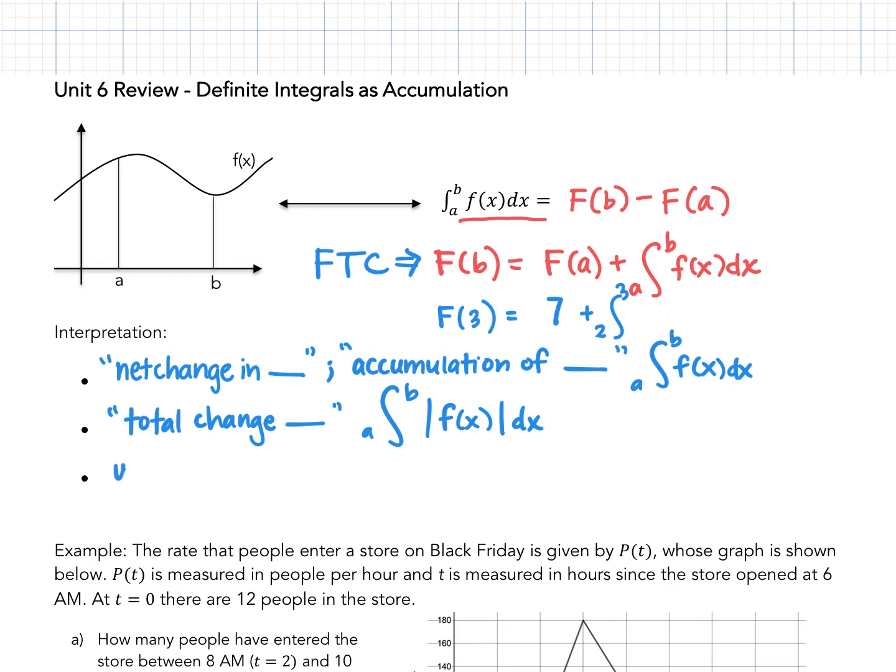The other thing, and we've stressed this all year, is to be cognizant and aware of your units. You'll have whatever the units of f are multiplied by whatever the units of the dx are. We multiply units together, which is how we end up going from, say, meters per second times seconds to get us to meters. So always be watching how your units go.